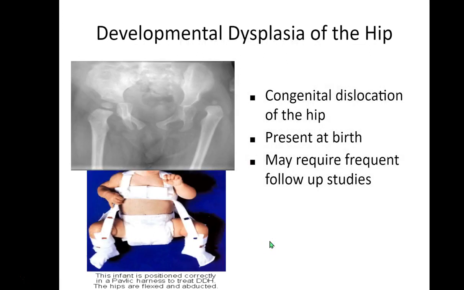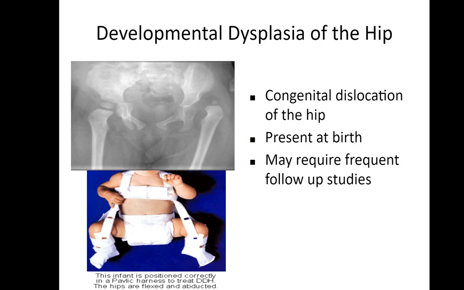Okay, developmental hip dysplasia, or developmental dysplasia of the hip. This is a congenital condition, meaning it's present at birth, and it's actually a dislocation of the hip. So if you look at our x-ray here, you can see this hip is normal, but the left hip is actually dislocated from the hip joint, or from the acetabulum.